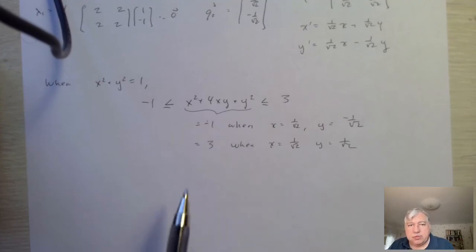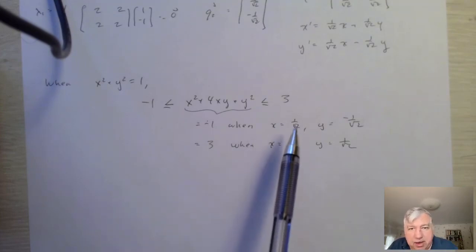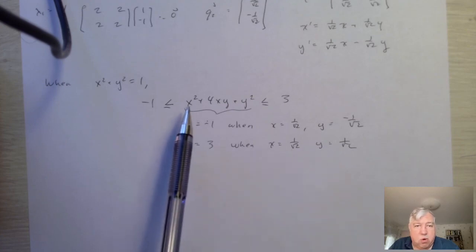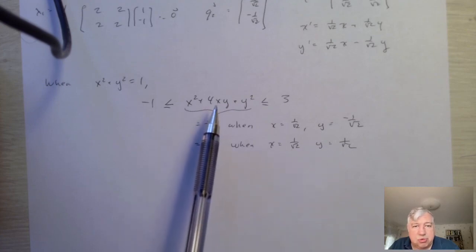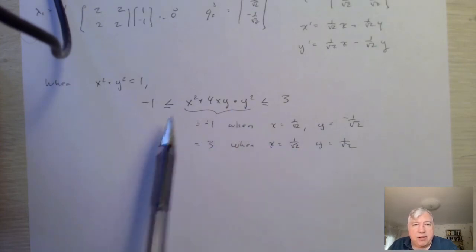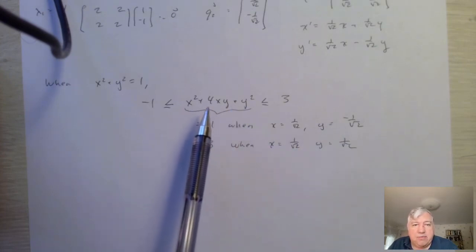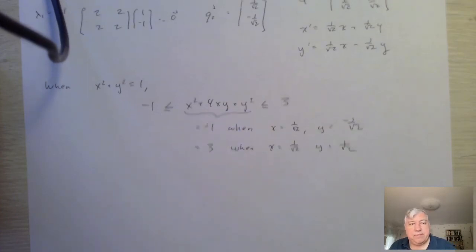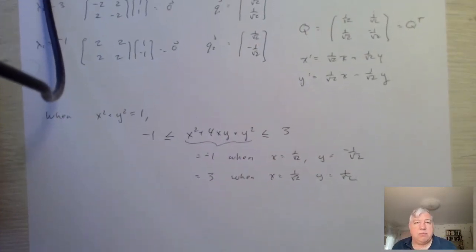You can also check this for yourself. If you plug in these values, you'll get 1/2 plus 2 plus 1/2, and so that's 3. When you plug in these two values, you get 1/2 minus 2 plus 1/2. That'll be negative 1. Okay, so that's how that works. So that's basically what you will be doing.